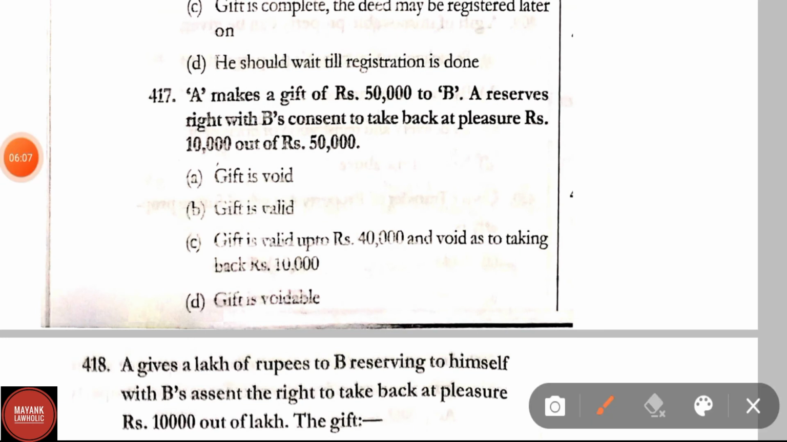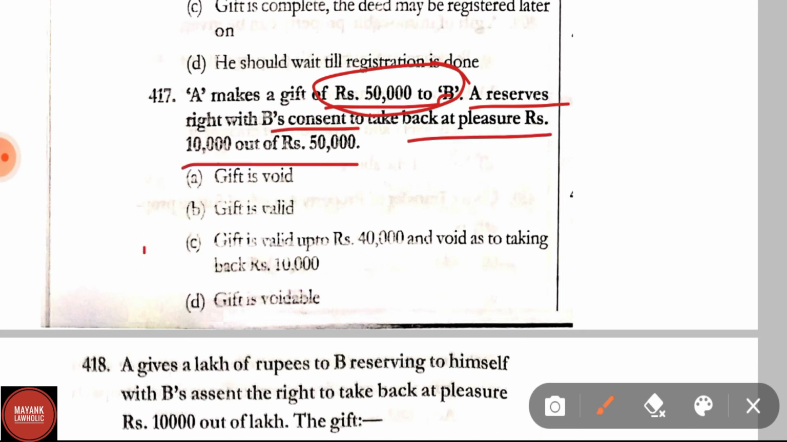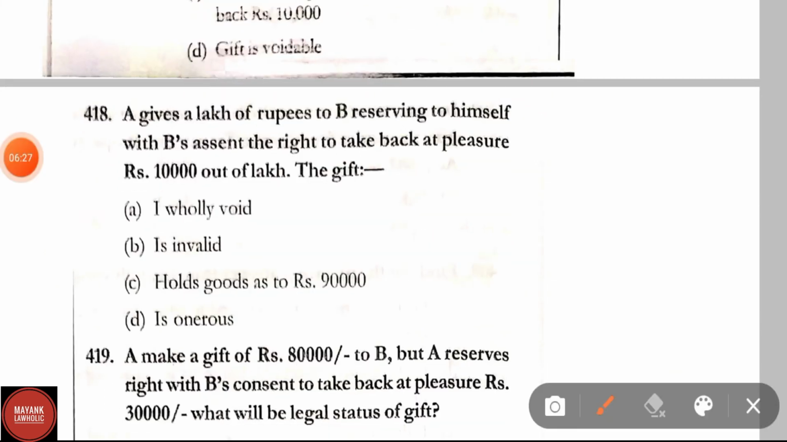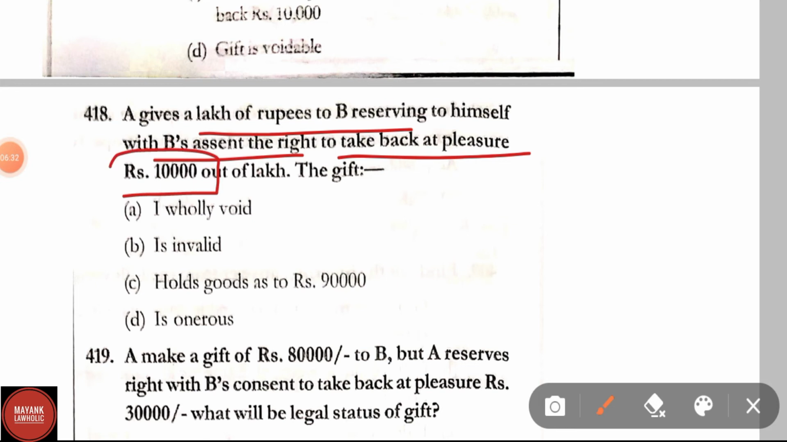Question number 417. A makes a gift of rupees 50,000 to B. A reserves the right, with B's consent, to take back at his pleasure rupees 10,000 out of rupees 50,000. Here in this case, the gift is valid up to rupees 40,000 and void as to the taking back of rupees 10,000. Question number 418. A gives a lakh of rupees to B, reserving to himself, with B's assent, the right to take back at his pleasure rupees 10,000 out of the lakh. The gift holds good as to rupees 90,000.